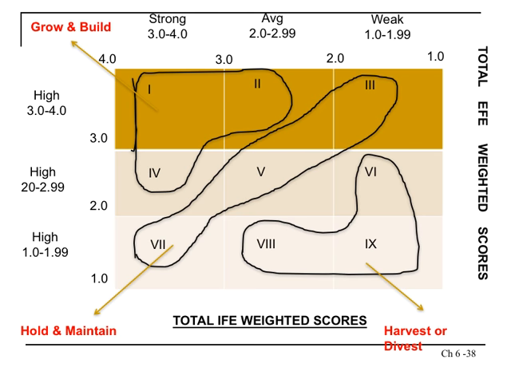So if a company falls here, which is about 2.5, 3.5, those scores mean something different to a company that gets 3.5, 4. And they all still fall within this particular category of grow and build. So based on where the IFE scores and the EFE scores fall, you will be able to logically analyze it and come to your recommendations and conclusions about what is happening within the matrix.